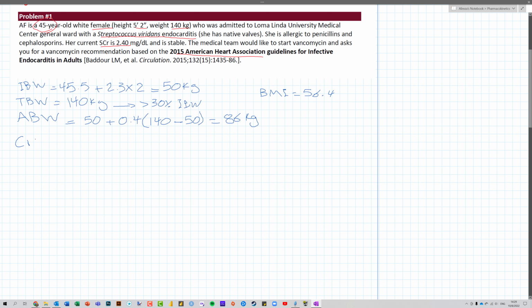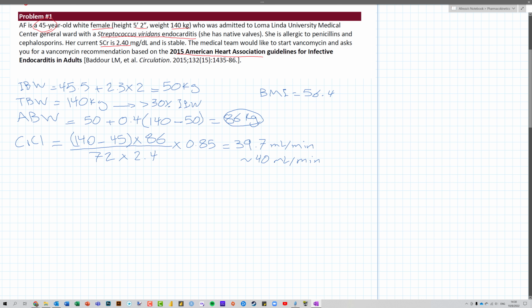So just to assess the kidney function, we would calculate creatinine clearance using adjusted body weight. So it's 140 minus the age, which is 45 years, times the adjusted body weight, which is 86 kilos, and that's divided by 72 times serum creatinine, which is 2.4, and because this is a female, we multiply by the female factor 0.85, which will give you 39.7 ml per minute. And you can actually round this to 40 ml per minute. Okay, so we got the basics down.